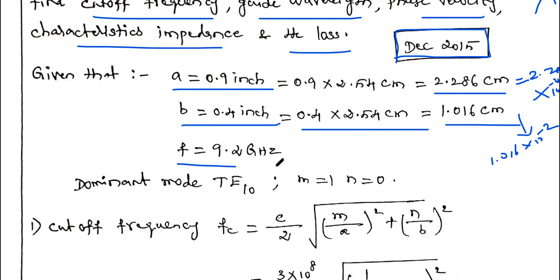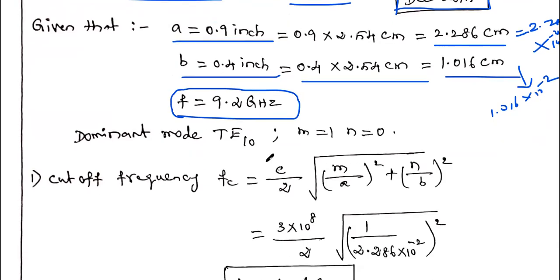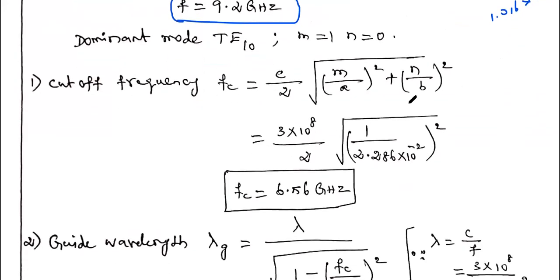And another one, the operating frequency given 9.2 gigahertz. Okay, these are all the given data. Then dominant mode they are mentioning. So TE10. So M is 1, N is 0. Okay, so that's all. So now we are going to calculate each thing.